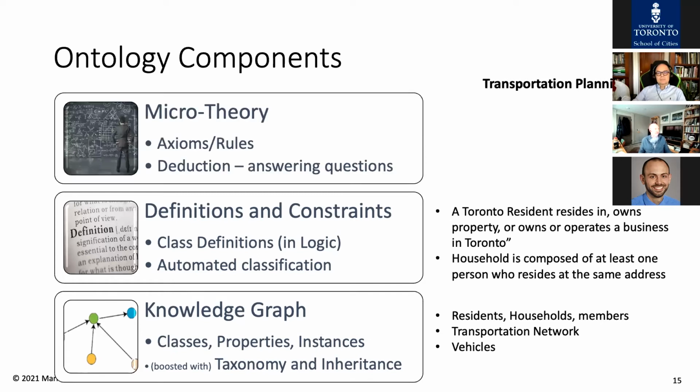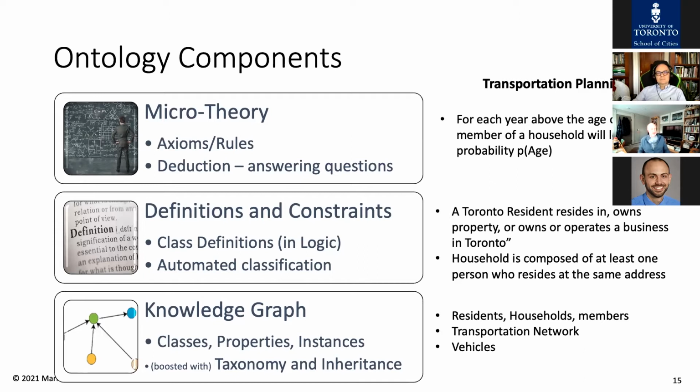The third level is our microtheory, and this is where we have axioms or rules defined, and we can perform deduction using these definitions, constraints, and these rules. An example of a rule is: for each year above the age of 14, a member of a household will leave that household with some probability p(age), which I haven't defined here, but it's some probability distribution based upon age. So those are the three levels of an ontology.